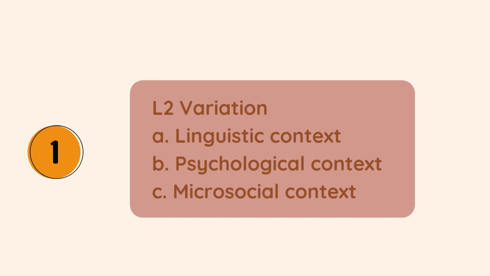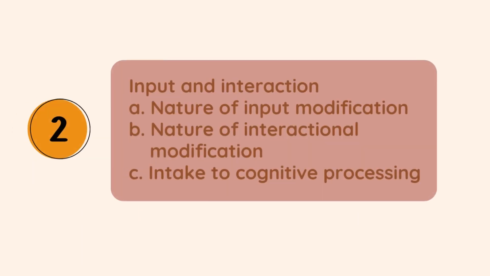Linguistic context is elements of language form and function associated with the variable element. Psychological context is factors associated with the amount of attention which is being given to language form during production. And last, microsocial context is features of setting or situation and interaction which relate to communicative events within which language is being produced, interpreted, and negotiated.